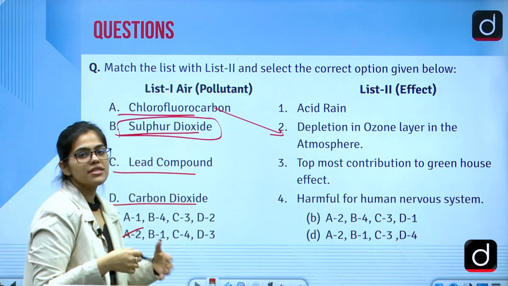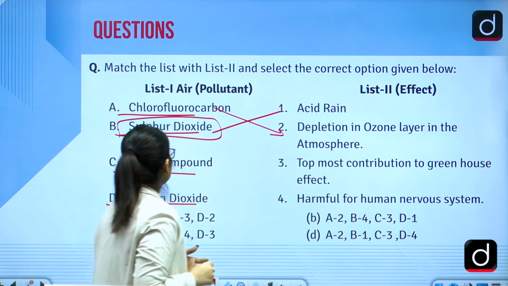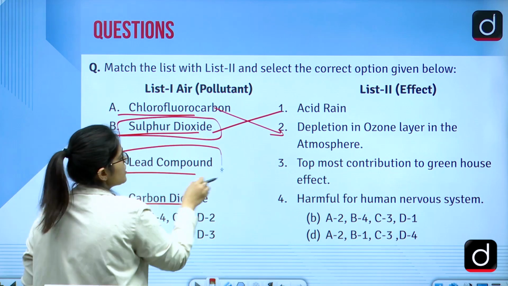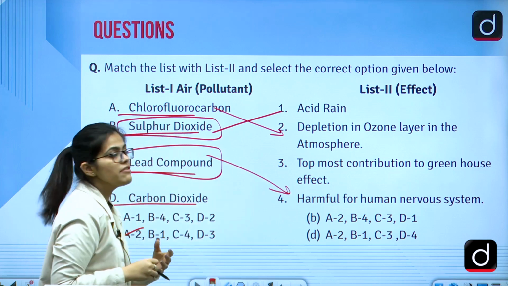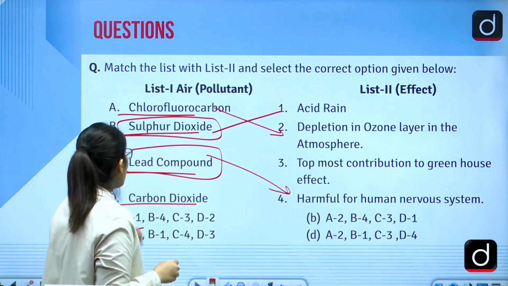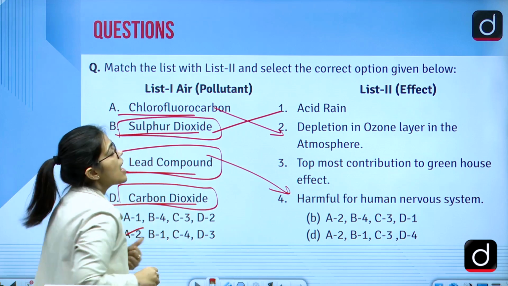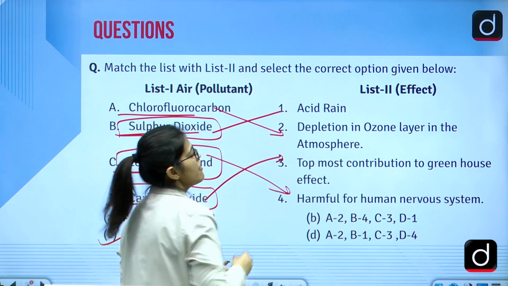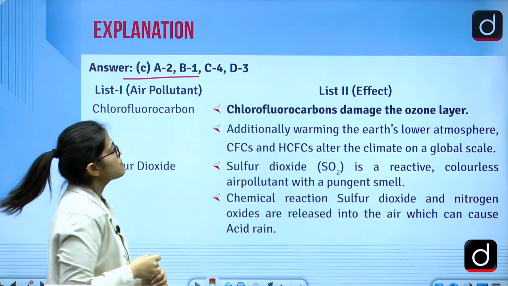Sulfur dioxide is the biggest contributor to the acid rain. Then we have lead compounds. Lead is the most toxic substance suspended in the nature, and it will cause harmful effects on your nervous system. Then we have carbon dioxide. Carbon dioxide is the topmost contributor to the greenhouse effect. Right. Now let us see the explanation further.